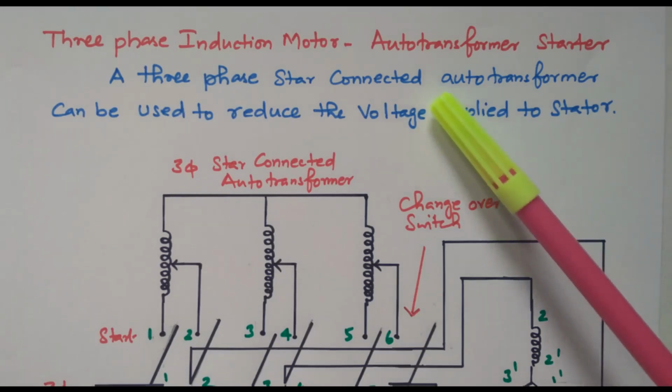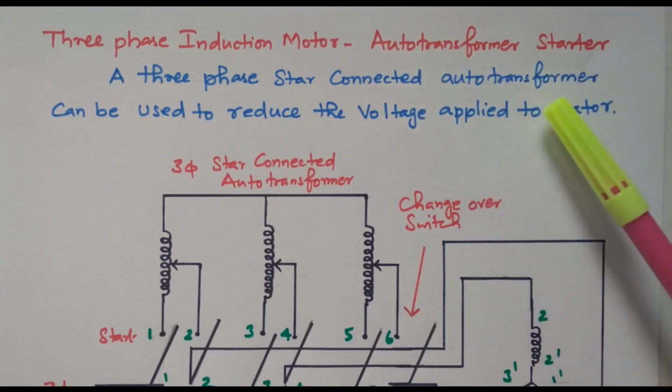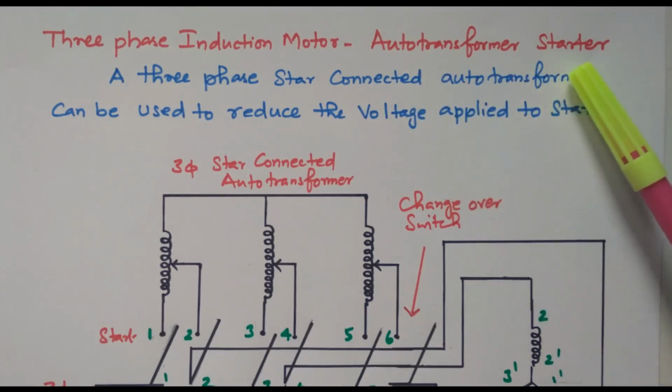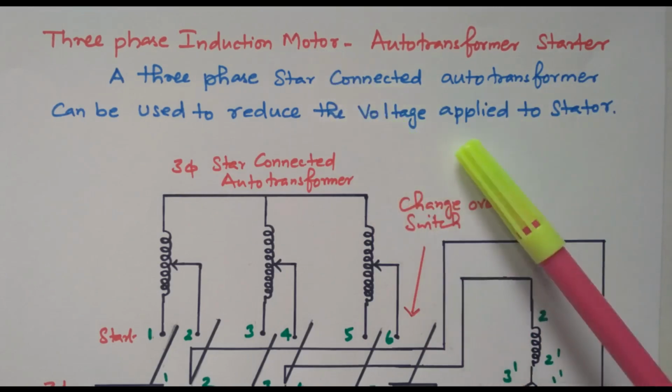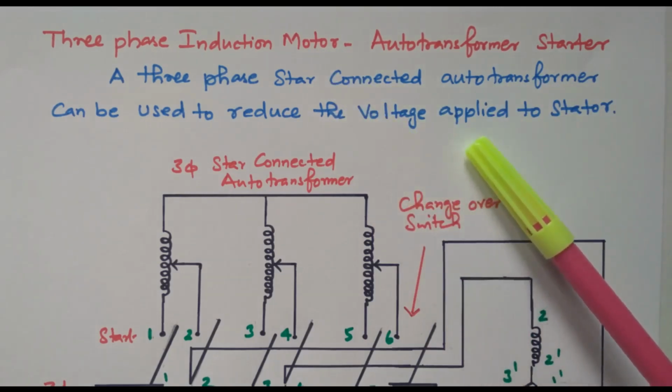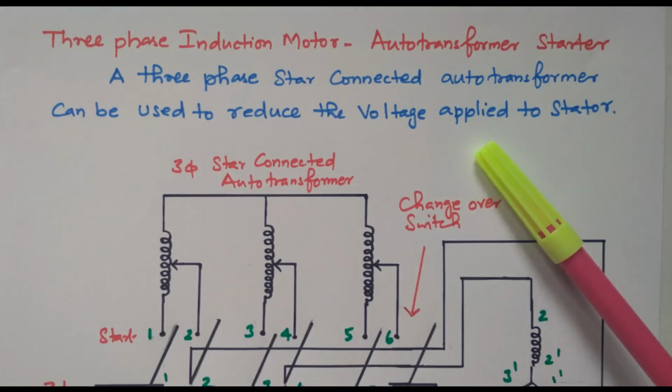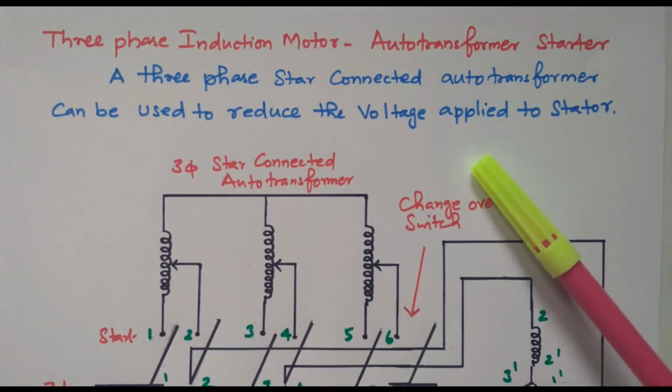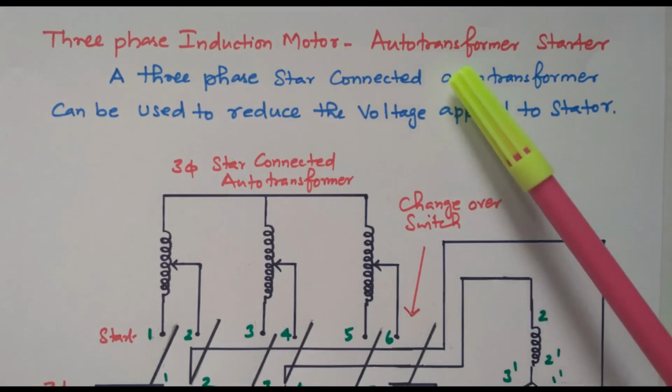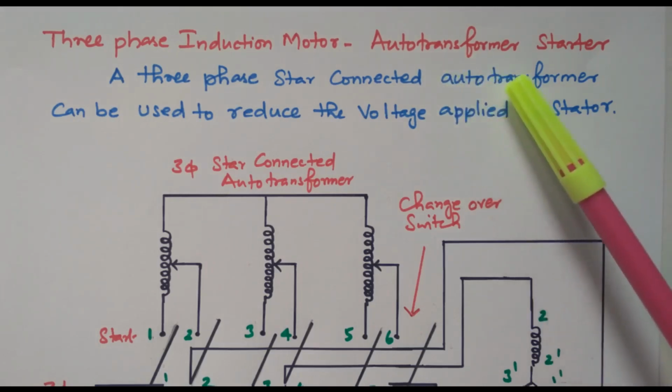Now we'll go to the topic, auto transformer starter. The main purpose of the starter used in the induction motor is to limit the starting current taken by the stator. In order to limit the starting current, we can apply reduced voltage to the stator. By reducing the voltage applied to the stator, we can automatically reduce the current taken by the stator. The reduced voltage is given by using the auto transformer.